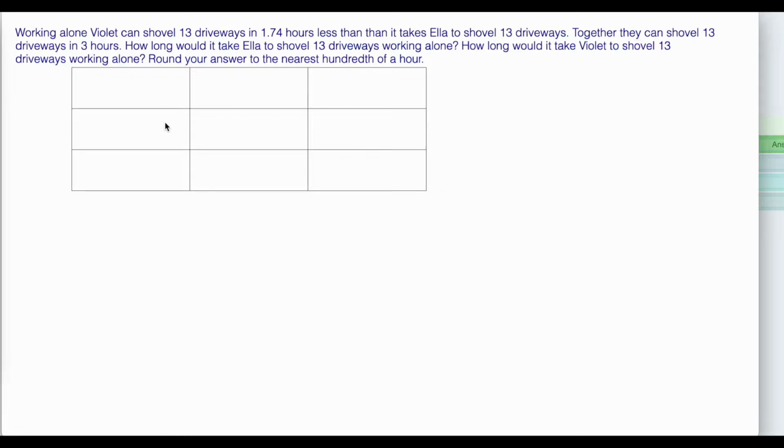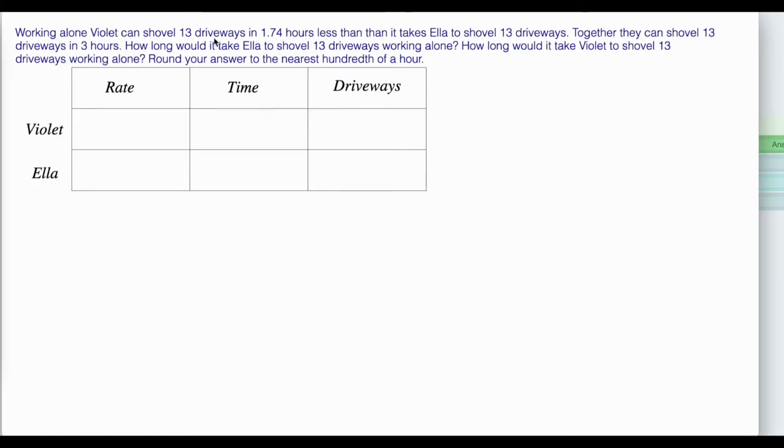I'm going to make a chart. In the chart, I'm going to put Violet and Ella, their rate, the time it takes them, and the number of driveways that they can shovel. Rate, we are told that Ella can shovel 13 driveways in a certain amount of time, and Violet can shovel 13 driveways in a different amount of time. The time is the unknown.